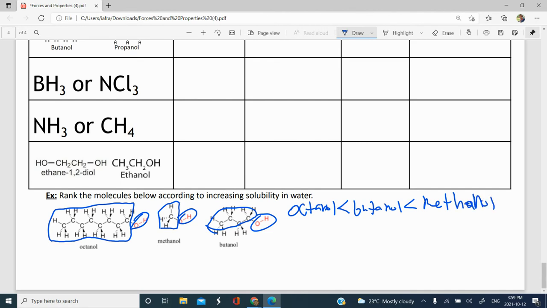Methanol, because its nonpolar part is much smaller. So this is a large nonpolar region. This is a small nonpolar region. It's the smallest one in that group there.